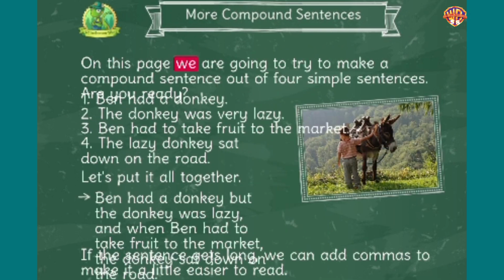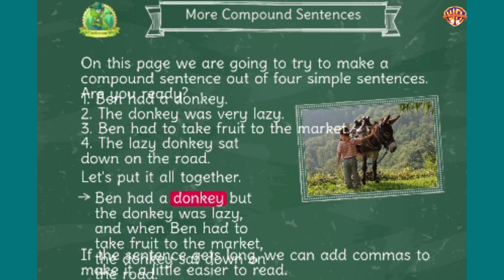On this page, we are going to try to make a compound sentence out of 4 simple sentences. Are you ready? 1. Ben had a donkey. 2. The donkey was very lazy. 3. Ben had to take fruit to the market. 4. The lazy donkey sat down on the road. Let's put it all together.